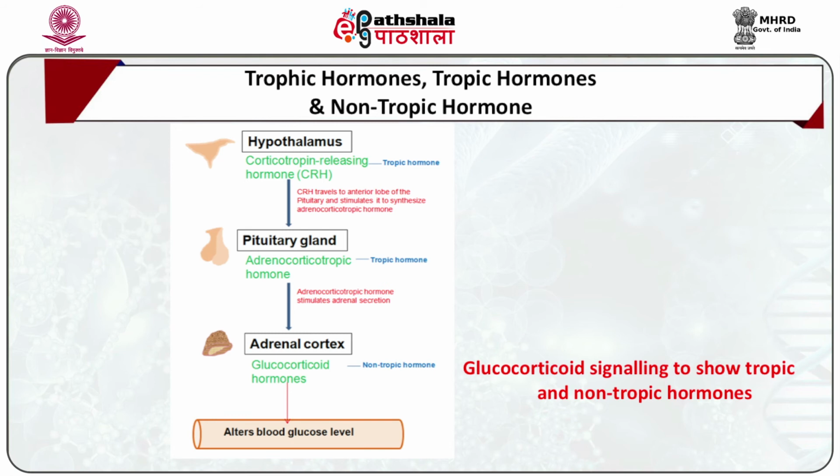Now moving on to non-tropic hormones. Non-tropic hormones act on the target cells directly rather than act on another endocrine gland, as in the tropic hormones, as shown in the diagram. Glucocorticoids released into the bloodstream from the adrenal cortex change the glucose levels in the blood. Antidiuretic hormone released from the posterior lobe of the pituitary gland regulates the kidneys in body water balance.